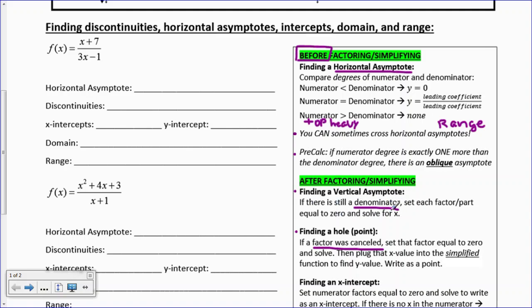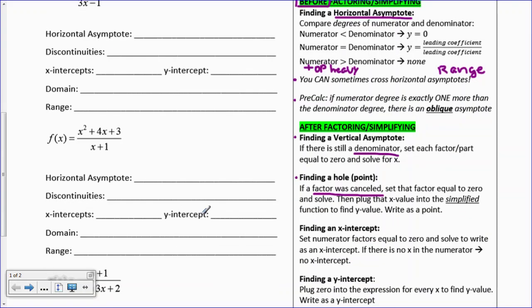So if there's still a denominator, you're going to set each factor that you have equal to 0 and solve for x. Like, for instance, over here, see how I have one binomial in here? I call that a linear factor. If I have one factor in the denominator, I would set that equal to 0 and solve. And that's how I find the vertical asymptote.